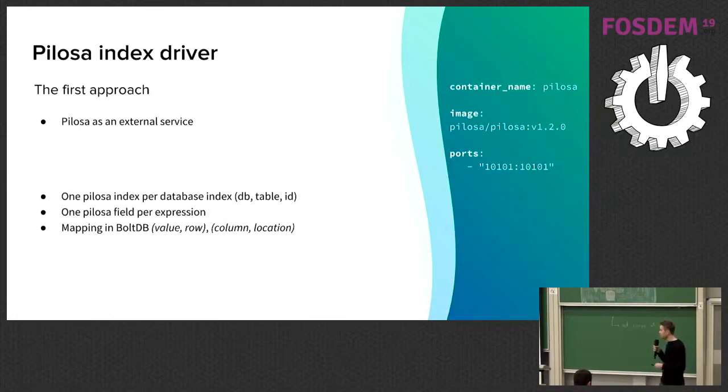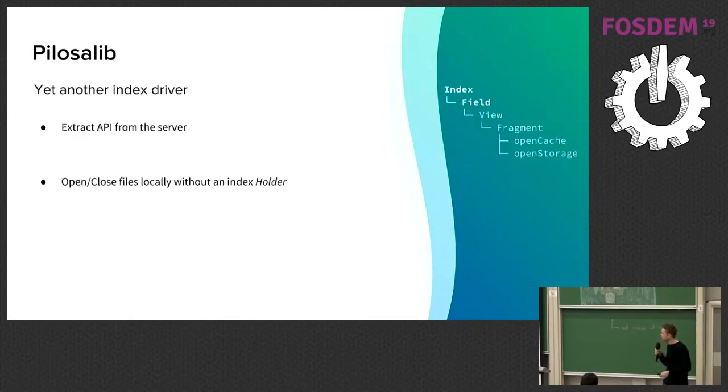But after some time, we decided we don't want to maintain yet another server and troubleshoot all the synchronization problems and stuff like that. So we decided maybe it would be good to hack Pilosa a little bit and embed it into gitbase, so it lets us communicate with Pilosa like we communicate with libraries. So this is what we did. We implemented yet another index driver. That time we called it Pilosa lib. We got rid of the server part, extracted the API, and basically we tried to prototype some stuff.